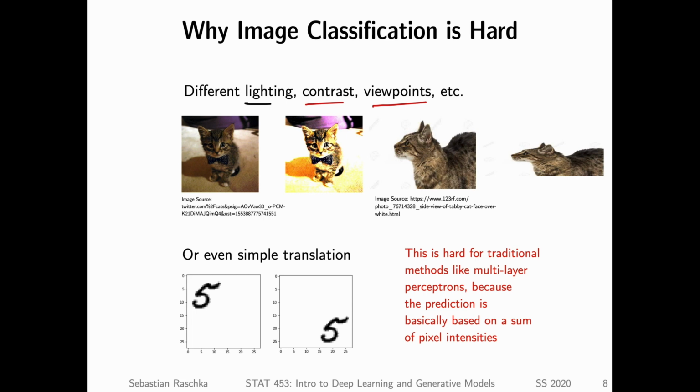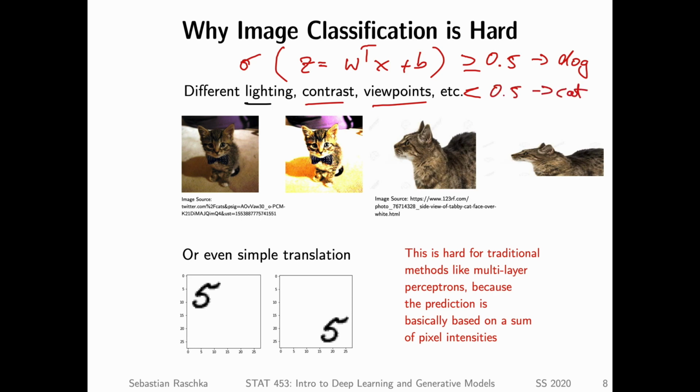So for example, in the very simple case of logistic regression, we have the weighted inputs plus a bias. This is our net input, and then we apply a sigmoid unit, and we say if this output is greater than 0.5, then it's, let's say, a dog, and otherwise it's a cat, just for example. Approximately the same concept applies also to multi-layer perceptrons, but we have more layers, so there's more complexity to it. But essentially, there's a weighting of some inputs.